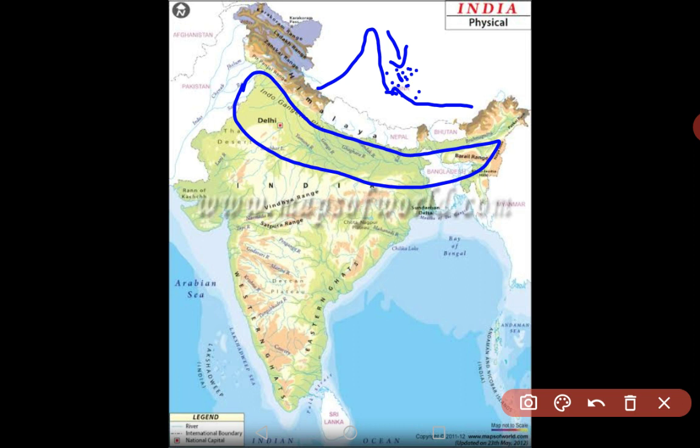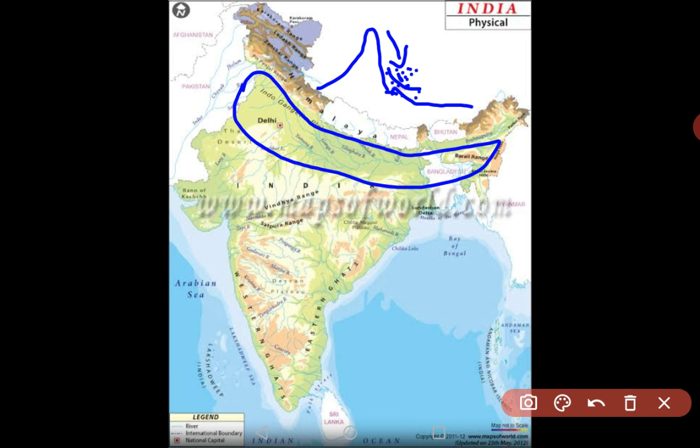And here in the Bhabhar area, the rivers seem to disappear. The rivers seem to be disappearing, but they are still flowing. They are flowing between the rocks. So this area is known as the Bhabhar area. In the Bhabhar area, very little cultivation is found. The reason is that it is full of rocks.